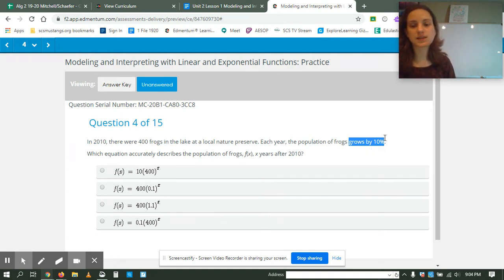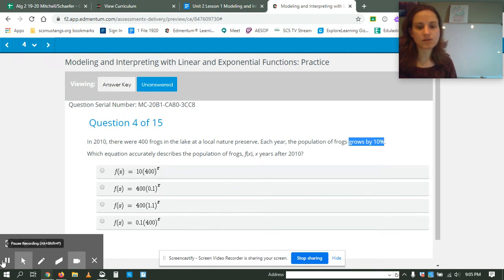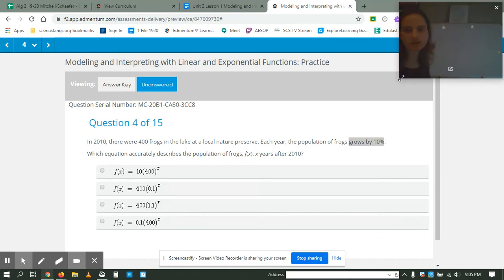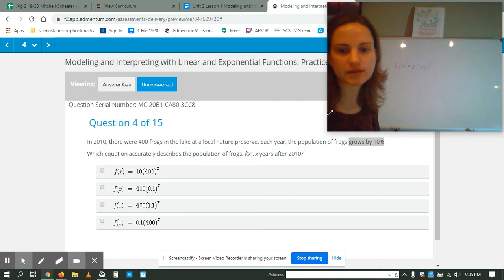If they've used a percent, it's going to be at some type of exponential growth. So it grows by 10%, which equation accurately describes the population of frogs f of x years after 2010? So if we take this equation, I'm going to be looking at our exponential function that we have right there. Let me see if I can make it a little bigger, make it easier for you guys to see. There we go.